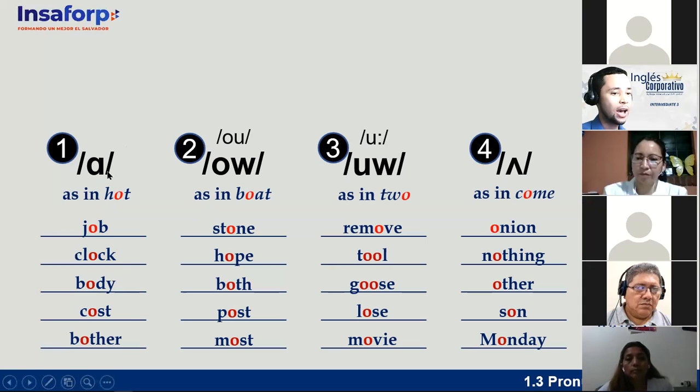Ok, the first one is a, as in hot. Job. Clock. Body. Cost. Bother. Number two. O, as in boat. Stone. Hope. Both. Post. Most. Number three. U, as in two. Remove. Tool. Goose. Lose. Movie. Number four. Ah, as in come. Onion. Nothing. Other. Sun. Monday.